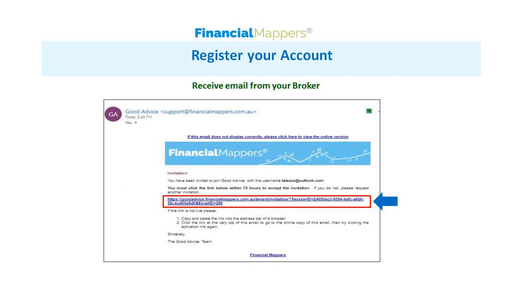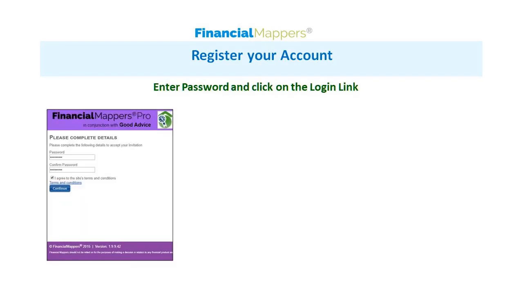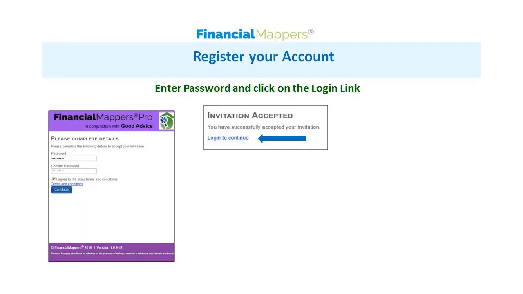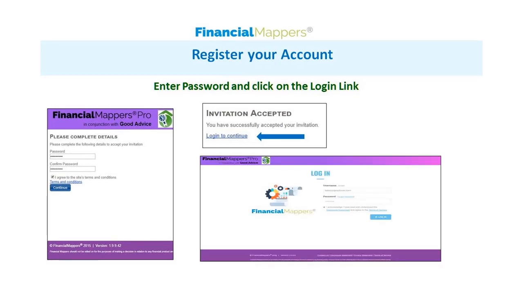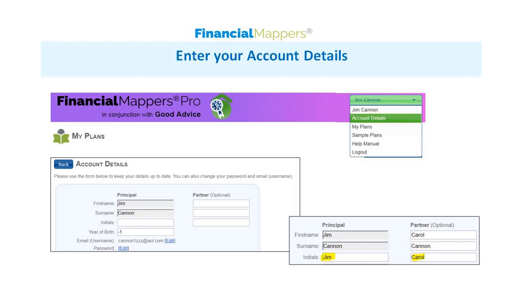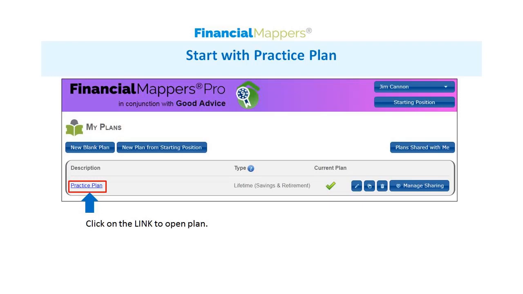To get started with Financial Mappers, your advisor sends an email inviting you, their client, to click on the link displayed in the red box, which leads you through the registration process for your Financial Mappers account. After your password is accepted, click on the Login to Continue link, where you can enter your email address for your username and password. The first time you open your account, you should complete the account details for yourself and your partner if applicable. We advise that first-time users should click on the Practice Plan.